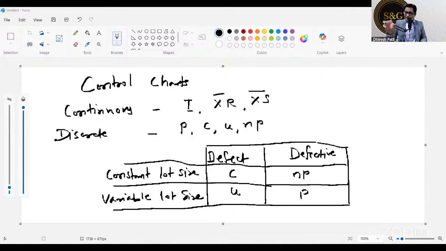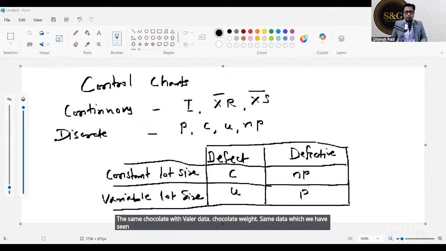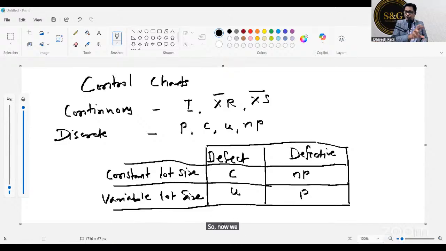The same chocolate weight data which we have seen yesterday. So now we have already seen the I chart. Let's see the X bar R and X bar S charts.